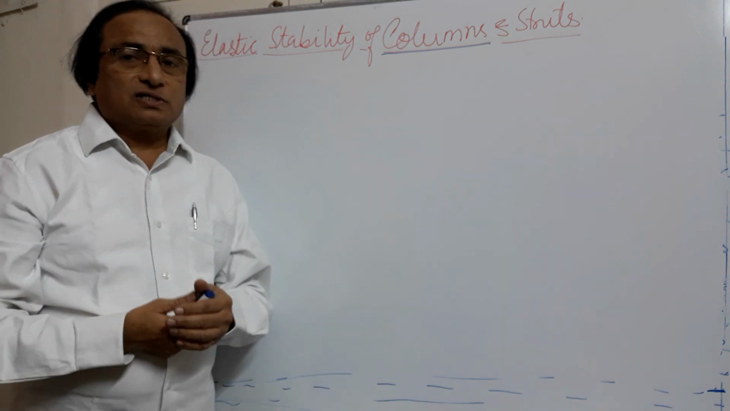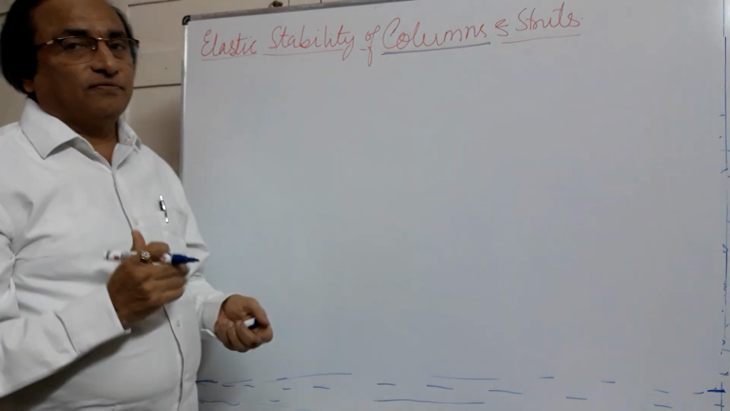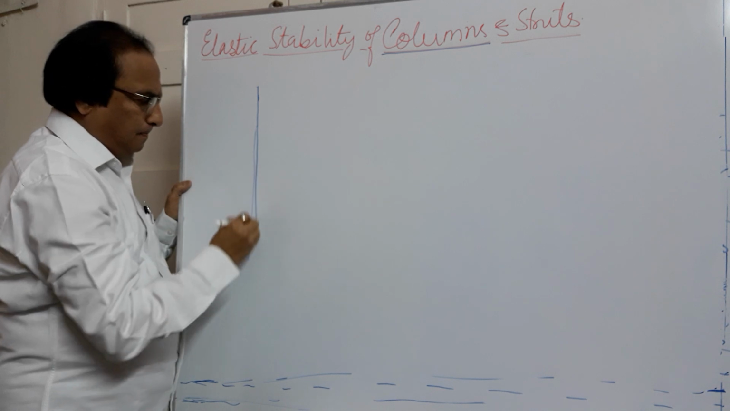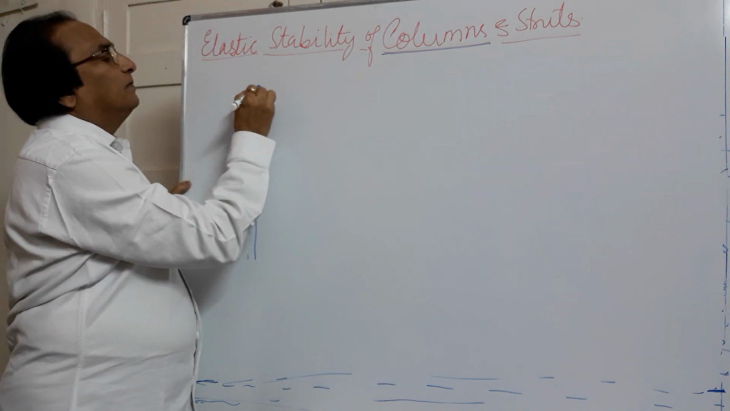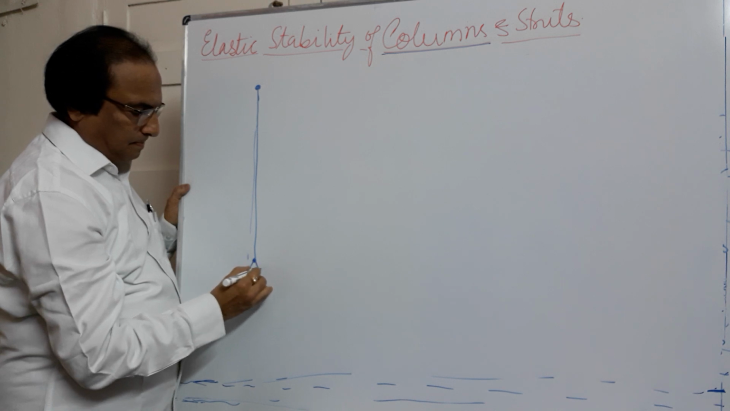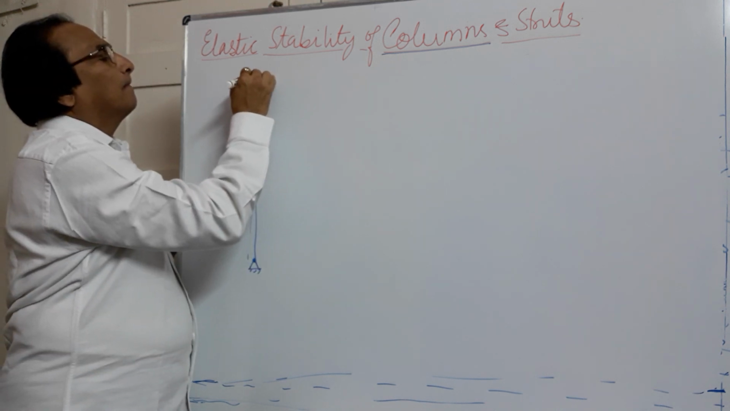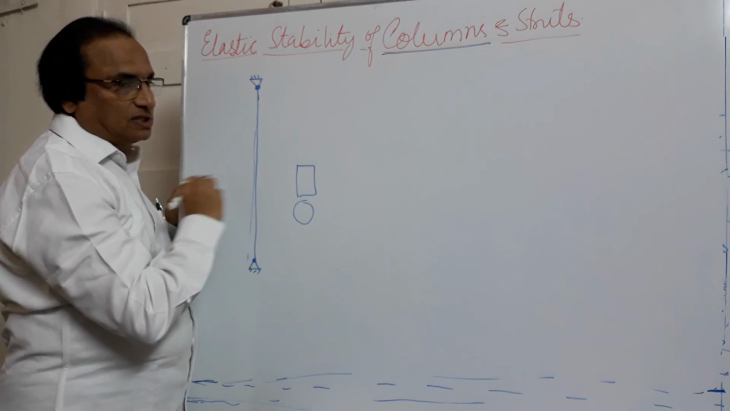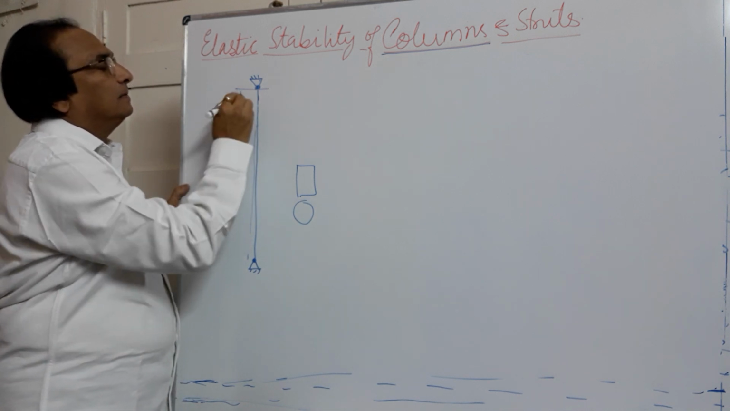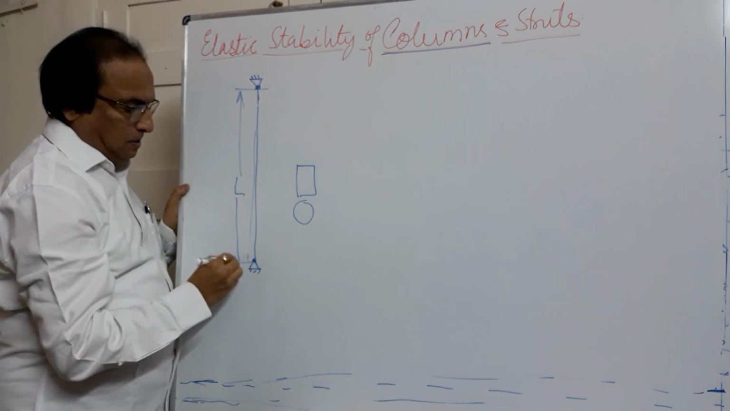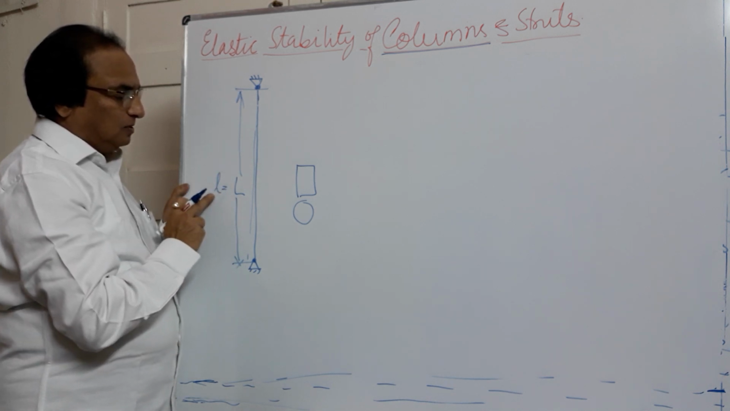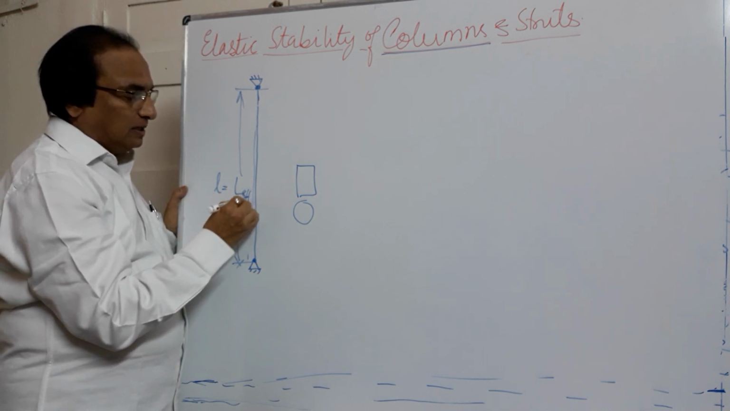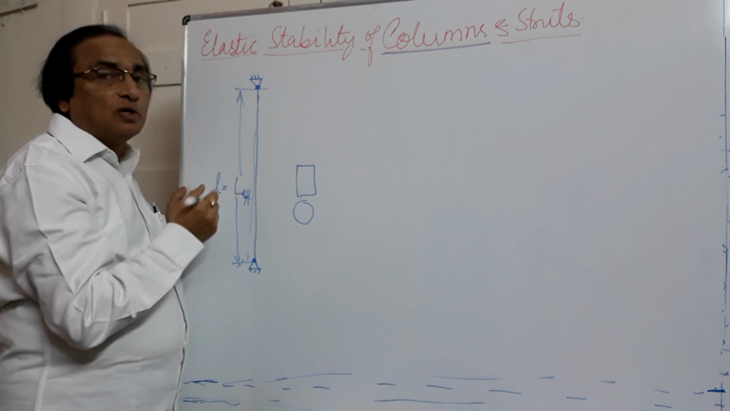Now here we come across some of the important topics or definitions which you are supposed to know. Suppose if I take a column, if I support at both the ends here, it has got some cross section, either rectangle or square or any type of cross section. It has got a length here. So we come across two terms of length. One is the actual length of the column and second is the effective length of the column. So here you are supposed to know what is the effective length.